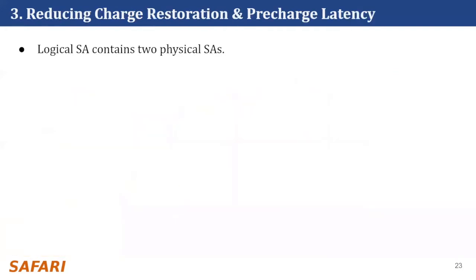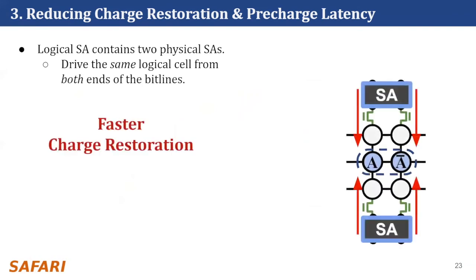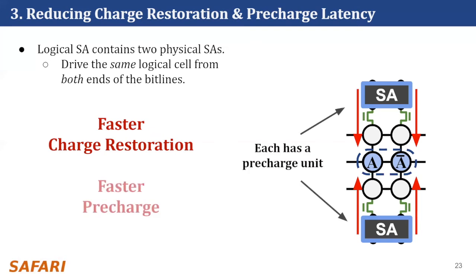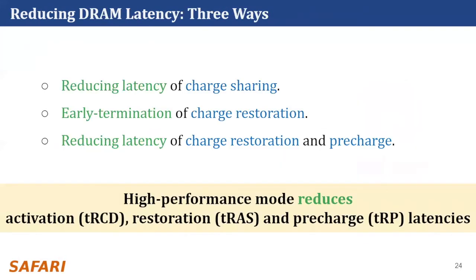The logical sense amplifier reduces the charge restoration latency simply by having two physical sense amplifiers driving the same logical cell from both ends of the bit lines. This largely offsets the long latency caused by long bit lines in the density-optimized open bitline architecture. The pre-charge latency is also reduced because two pre-charge units, which are associated with the sense amplifiers, are also coupled to pre-charge the bit lines together. As a result, by having coupled operation of two DRAM cells as a single logical cell and two coupled sense amplifiers operating as a single logical sense amplifier, CLR-DRAM reduces activation, restoration, and pre-charge latencies.